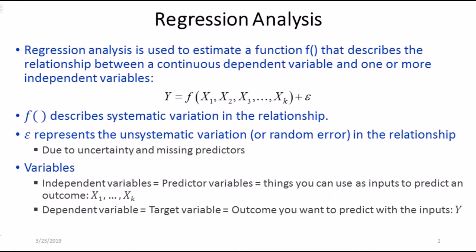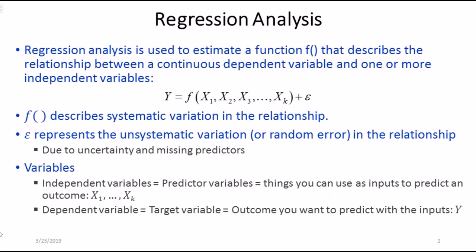Regression analysis is to estimate a function which is used to describe the relationship between a dependent variable and some independent variables. The function f describes systematic variation, while epsilon describes the unsystematic variation or random error. The random error is usually due to uncertainty and some missing predictors which are not in the model.